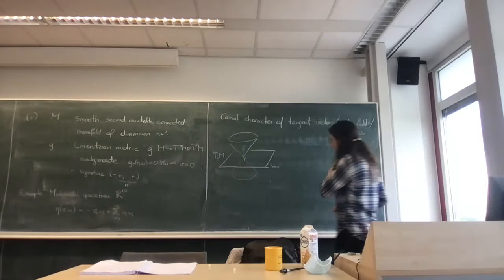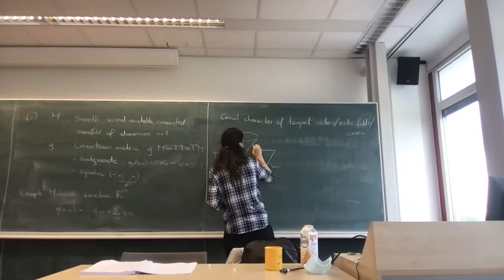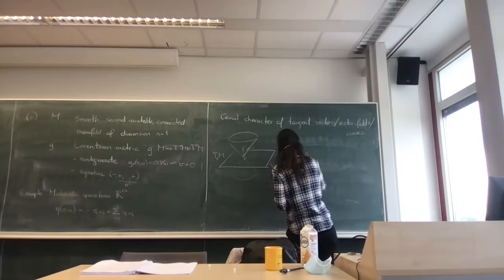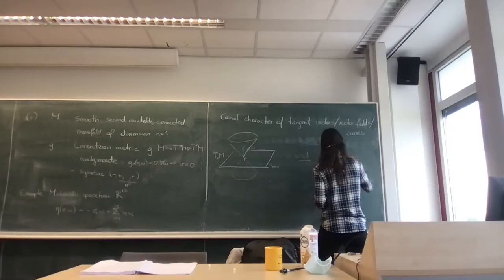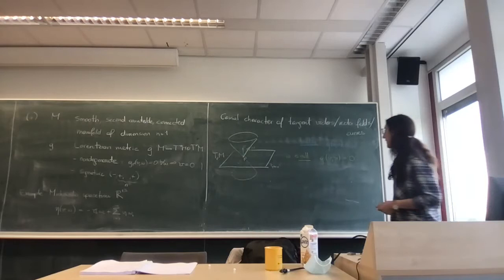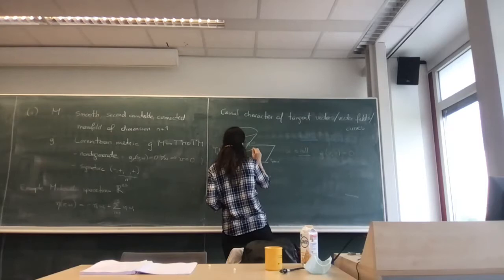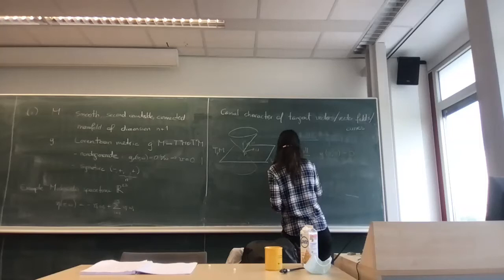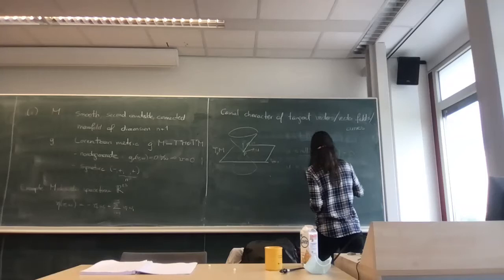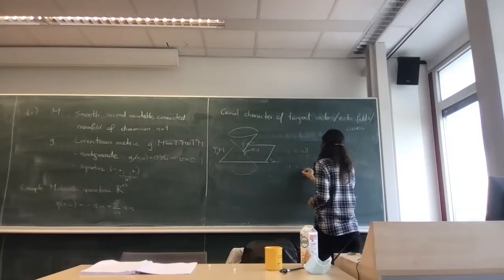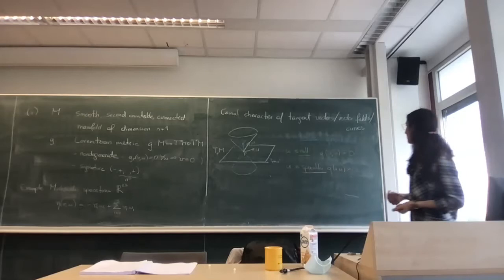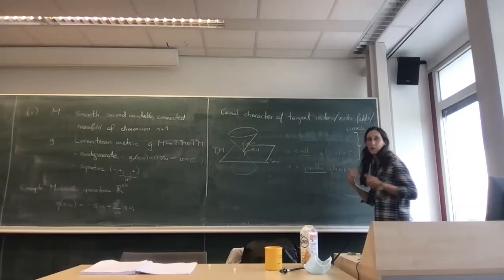Then we have null vectors, which, as the name suggests, if you apply g, then you get 0. And then you have space-like vectors, which is positive. So space-like, g(U,U). And these two together are usually also called causal. So if you have a causal vector, it could be time-like or null.